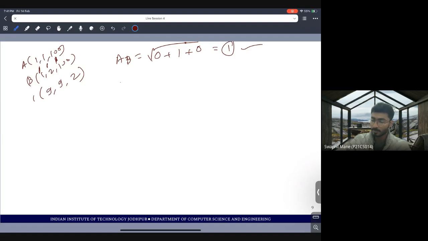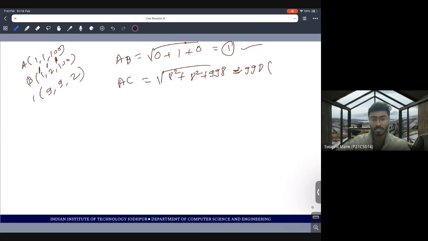That is a problem here. So A and C, if you are calculating, here also you can see 9 minus 1 squared plus 8 squared plus the 998 squared, right? So it is near about 998. So it is an unrealistically large value, right? So this shows that irrelevant dimensions can overshadow meaningful ones, right? Which makes the result counterintuitive. Okay.